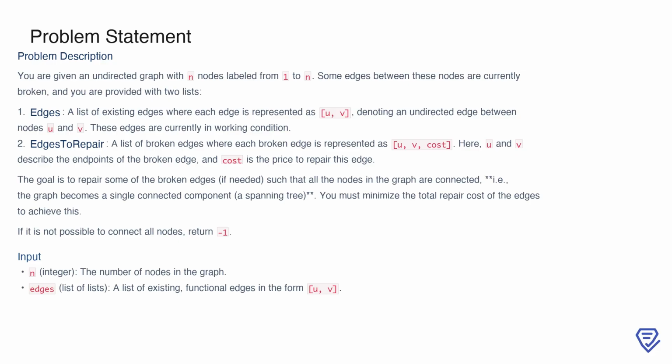Our task is to repair some of the broken edges so that all nodes in the graph are connected. In graph terms, we want to create a single connected component, also known as a spanning tree. The objective is to achieve this while minimizing the total repair cost. If it's impossible to connect all nodes, we return -1.